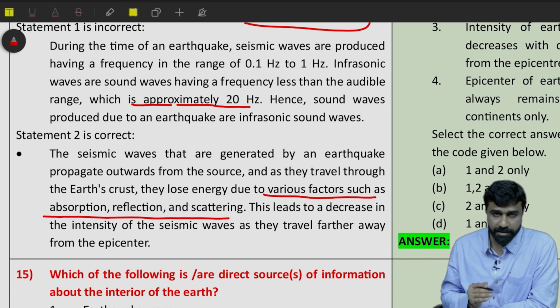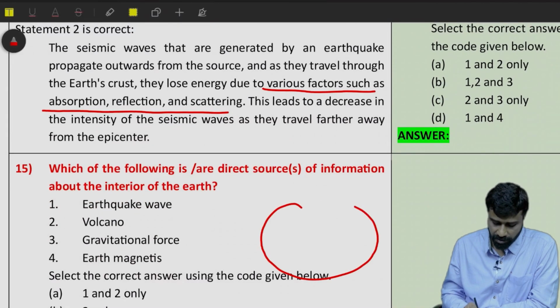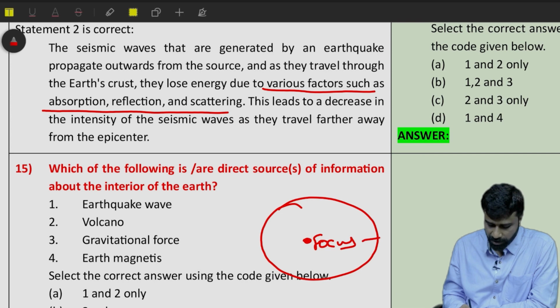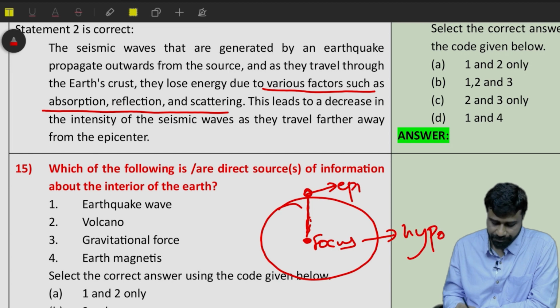And when it reaches its epicenter, what does it mean, epicenter? If this is an earthquake formation zone, this is the focus or hypocenter. This is hypocenter, right? Exactly on the surface of the earth, this part is called epicenter, right?